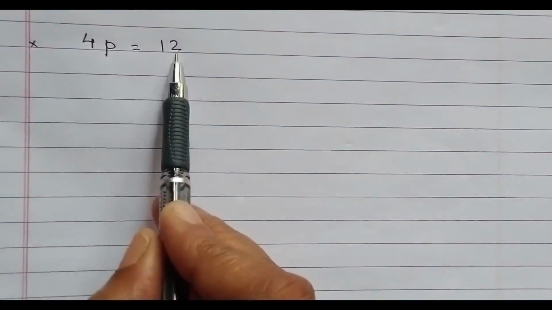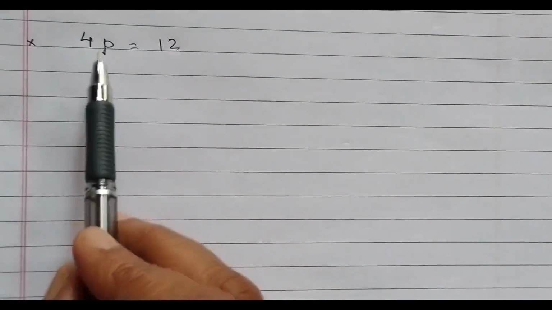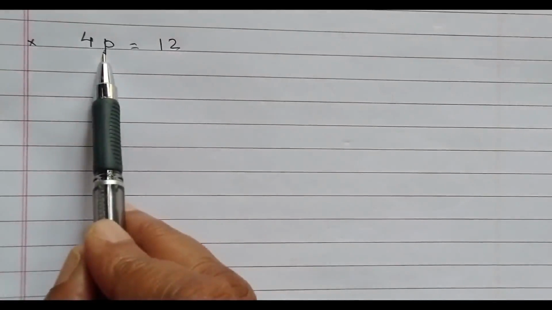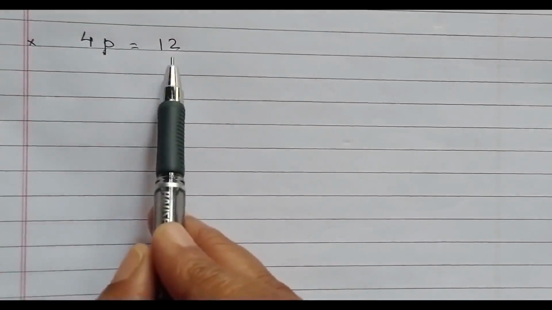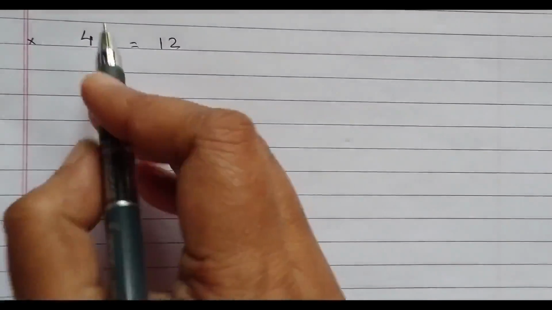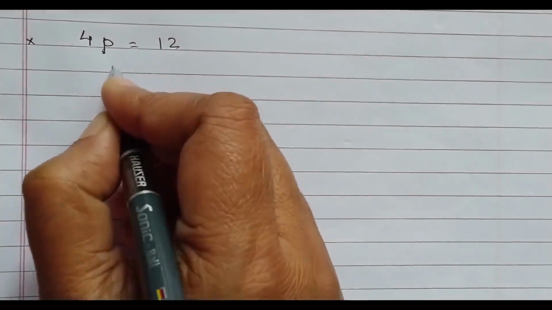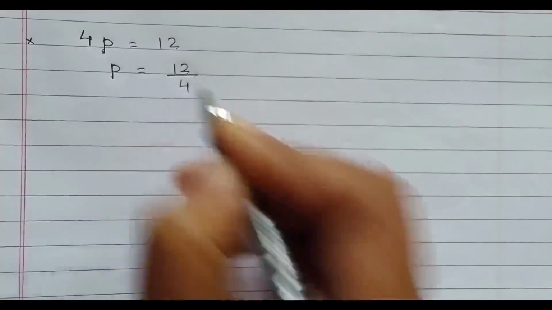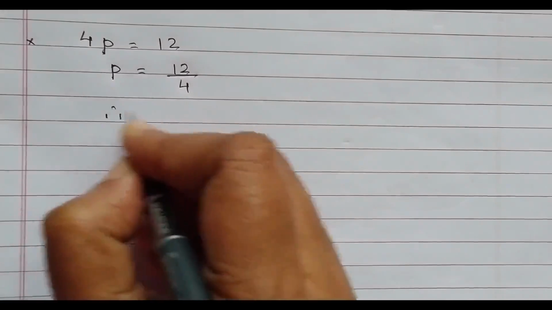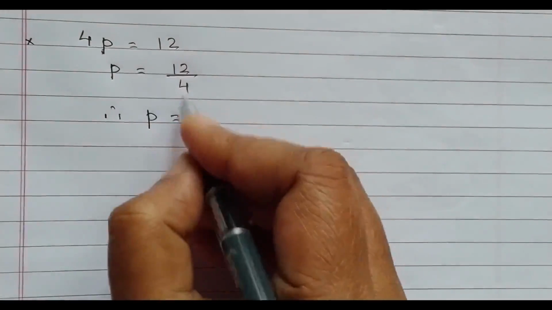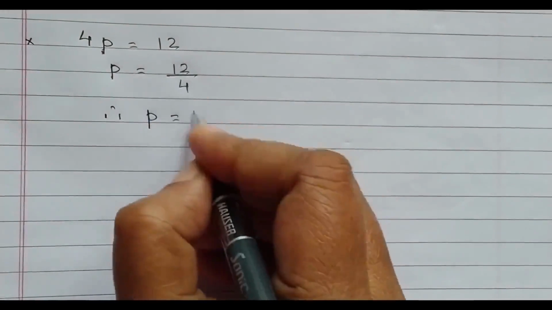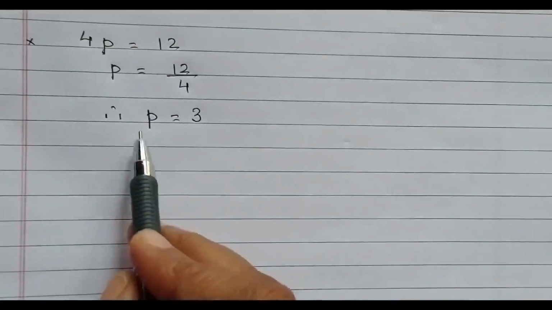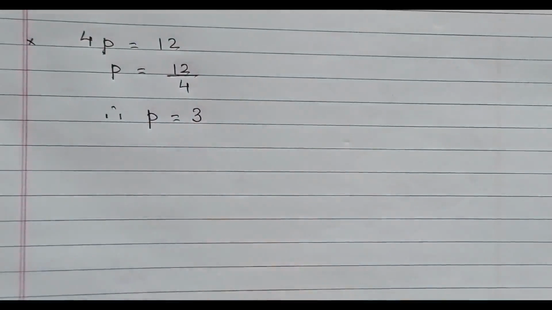Now let's see another example. 4p is equal to 12. So a term multiplied on one side is divided when transposed to the other side. That means this will become p is equal to 12 divided by 4. Therefore, p is equal to 12 divided by 4 is 3. So the value of p is 3.